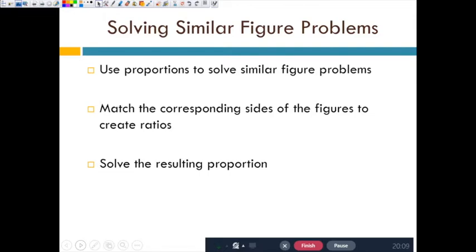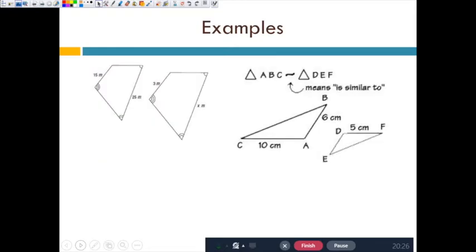We're going to match the corresponding sides of the figure to create a ratio. Then we're going to solve the resulting proportion. Okay? So the only thing that's really different here is that we're going to be looking at images, shapes. So, for example, here I have two shapes. They're the same shape, but different sizes.